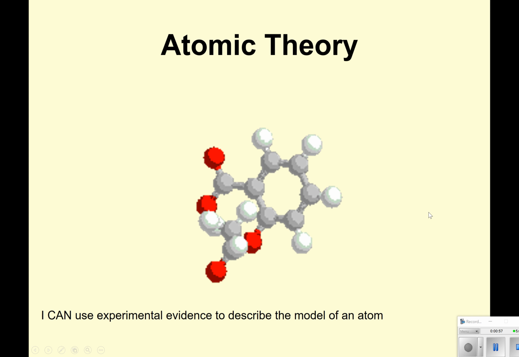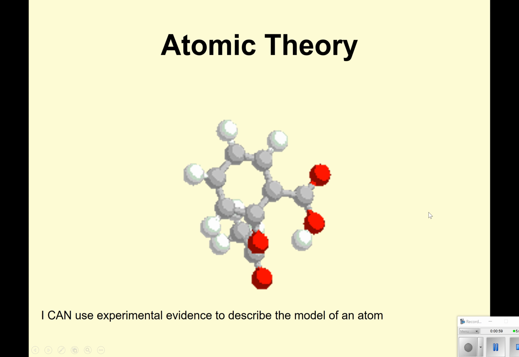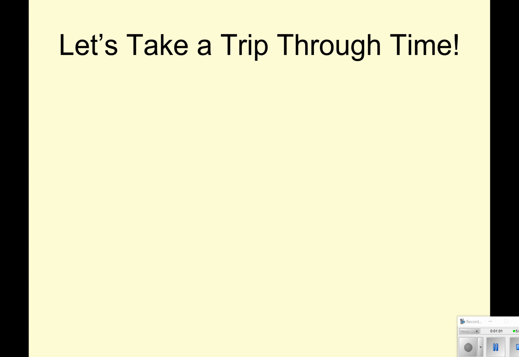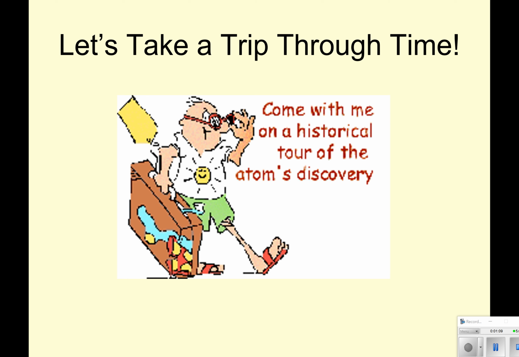And we get this information from several different experiments throughout history that have led us to our current understanding of what the atom may or may not look like. So we're going to take a little trip here through time. We're going to start in the past and move towards the more recent past, which can be considered the present, and take a look at how the model of the atom changed throughout time.